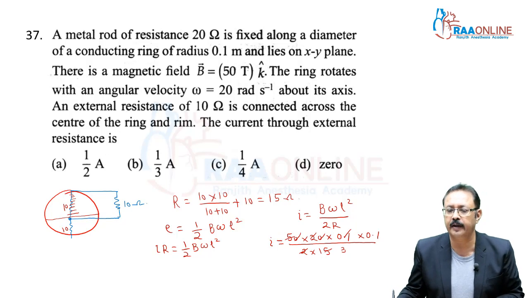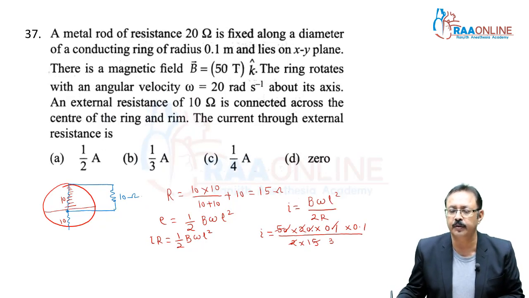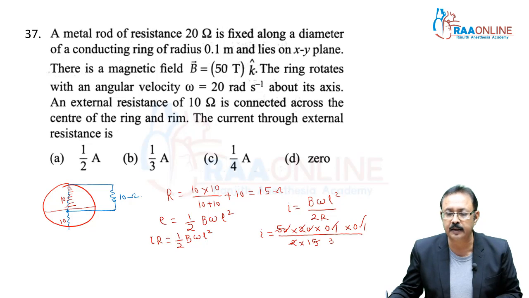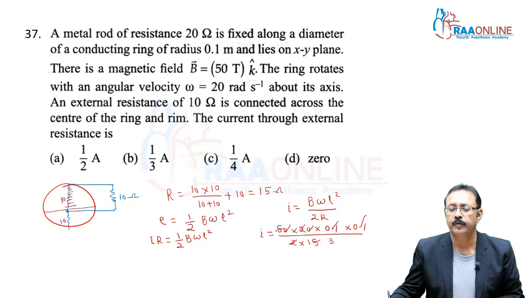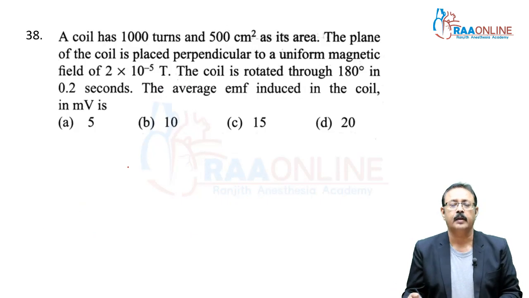So what we are getting: cancel 2 with 2, 2 zeros we cancelled. Removing this decimal with these 2 zeros, 5 threes are 15, cancel 2 with 2, so we are getting 1 by 3 ampere. So going with option B.